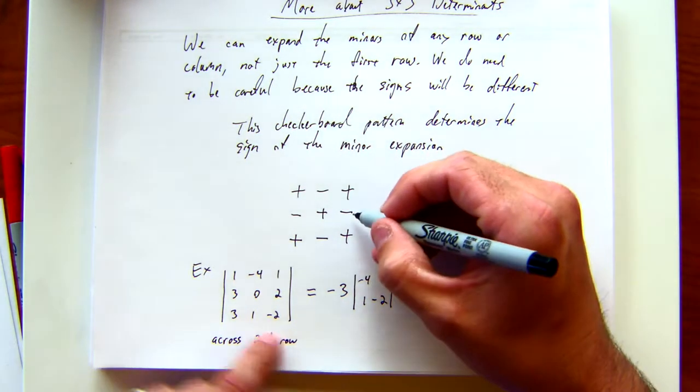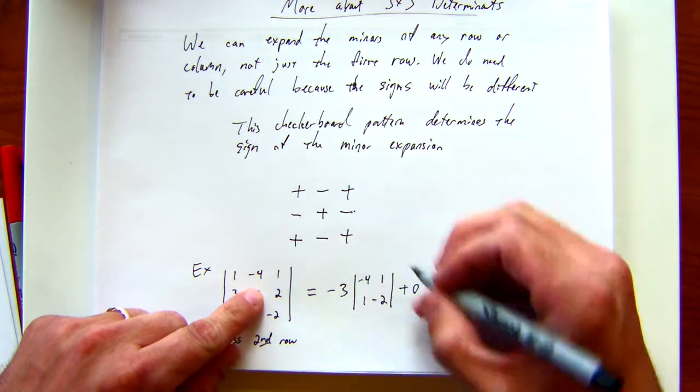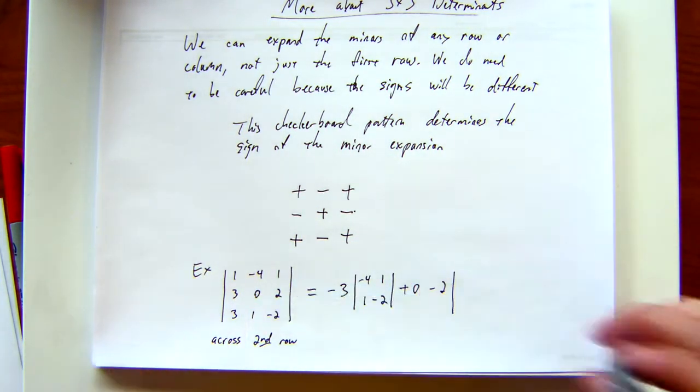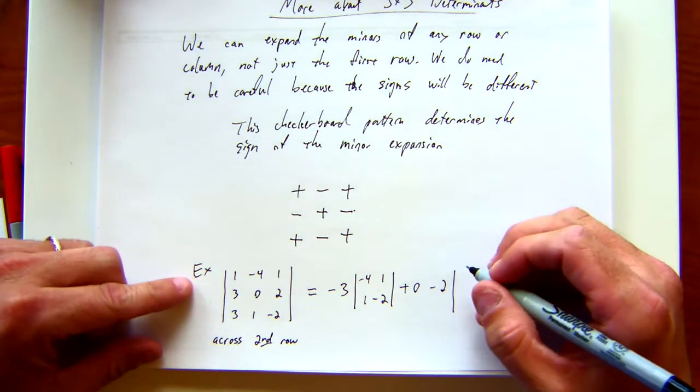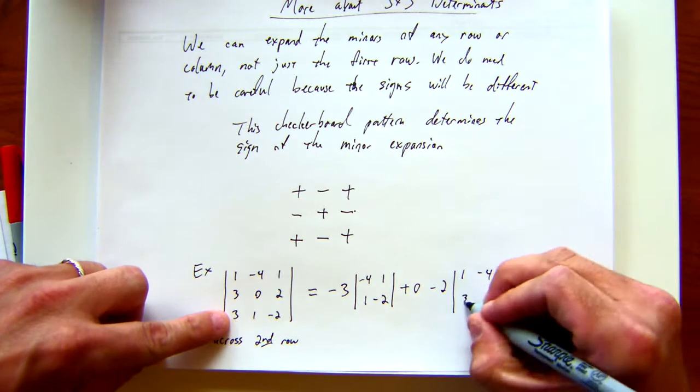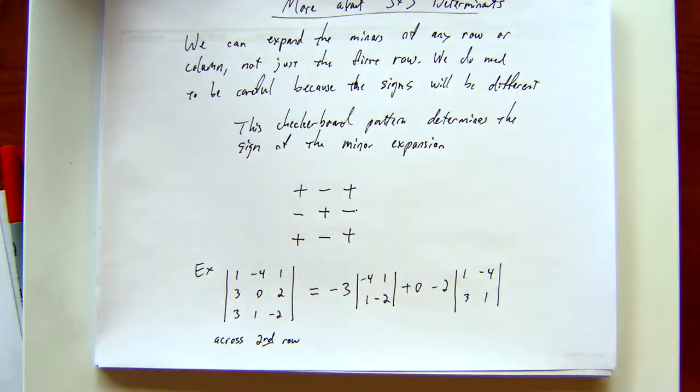So the only other thing I've got to do now is minus this 2, and then what's the minor for that 2? 1, negative 4, 3, 1. Everybody okay? Any questions?